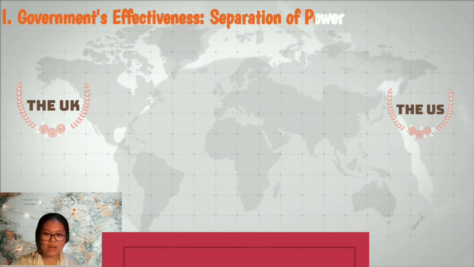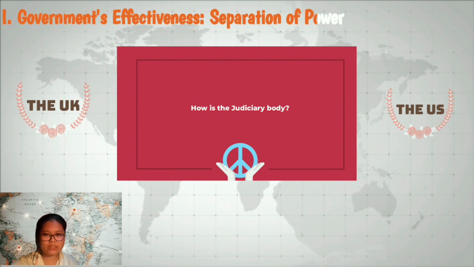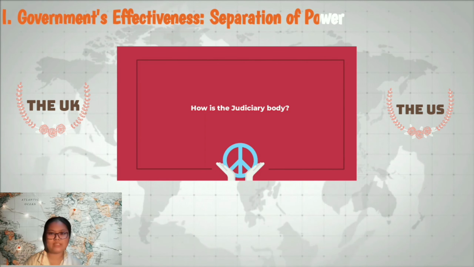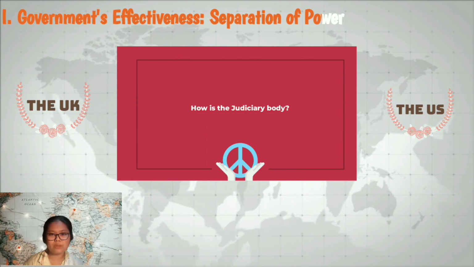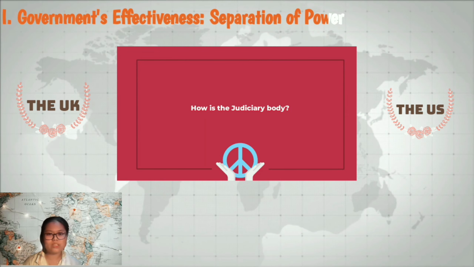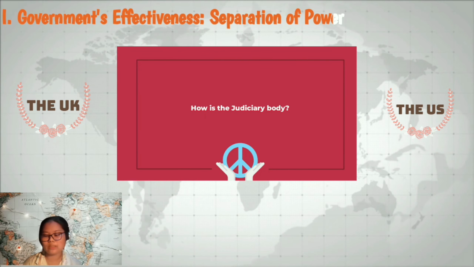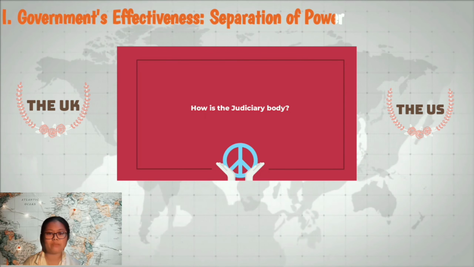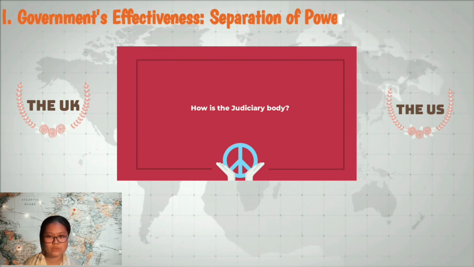So how about the judiciary? The judiciary is not really the focus of this slide, but we can see that in the US, the Supreme Court works more effectively. The judges are appointed by the president and approved by the Senate. And the court is based on the Constitution to check whether a proposal or law is right under the Constitution.